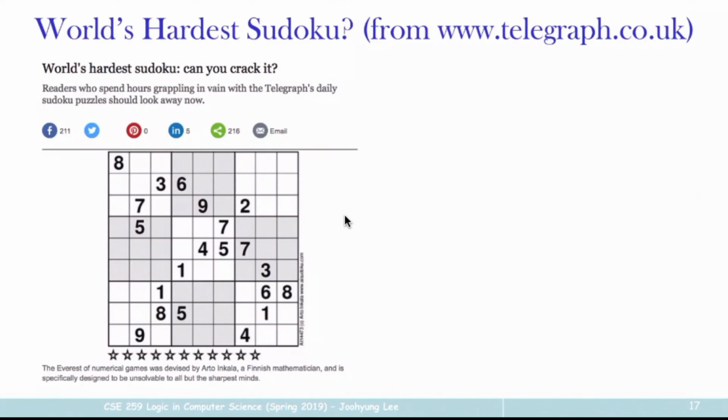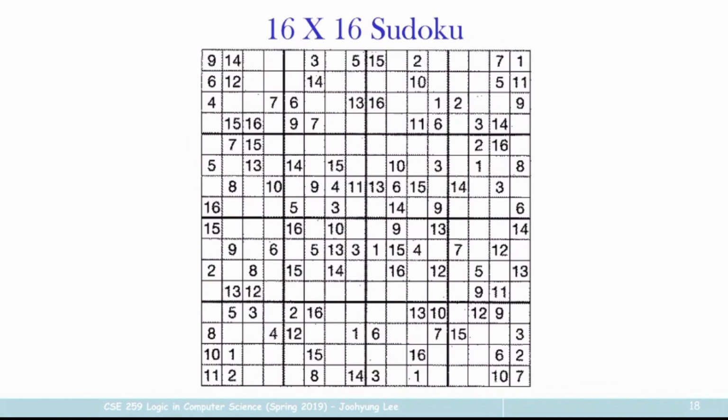All right, our time is almost up. Let me show you something that you will probably do for the homework. This is something that I found from the internet. I think it's a bit nonsense to me, but this is the so-called world's hardest Sudoku. Try to solve it by yourself. If you got stuck, the homework problem is asking you to solve this using these rules that I gave you.